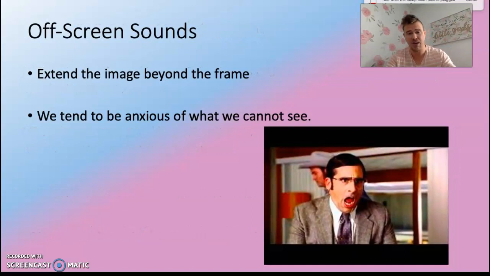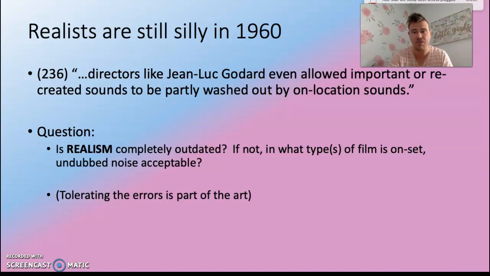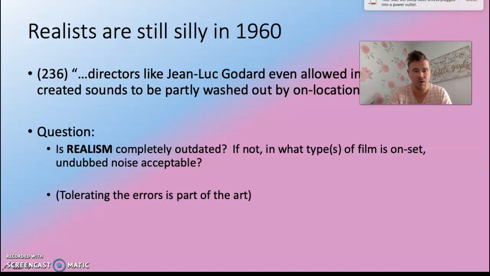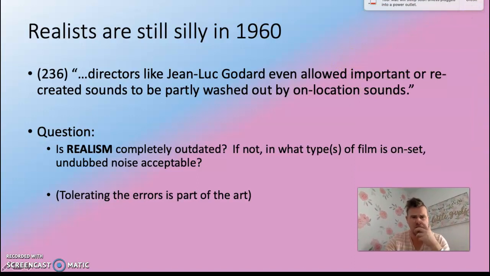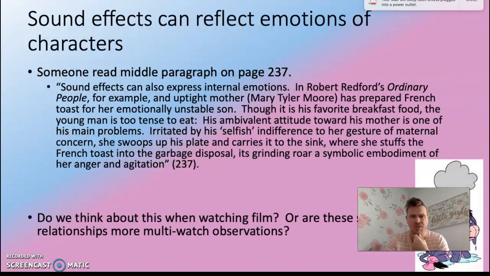Off-screen sounds create anxiety. We've talked about things that we can't see on the screen or at the edges of the screen, all in an effort to create anxiety in the viewer. You have a realist question, I believe, on the quiz, so take a look at that.